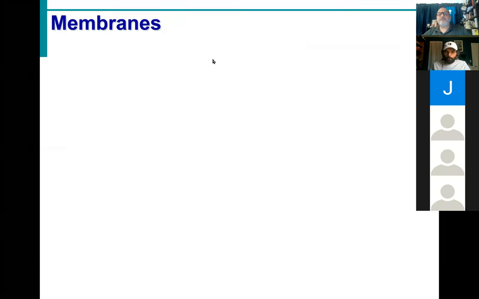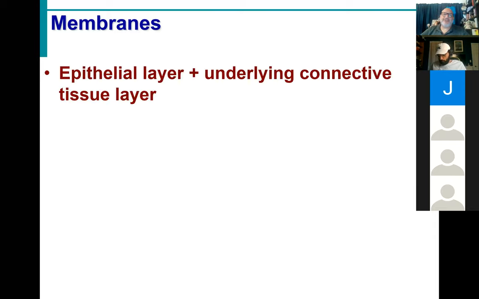our lecture. Last class, we had gone through our epithelial tissues and our connective tissues. And so now we are going to put epithelial tissues and connective tissues together to make membranes. And that is essentially what a membrane is. A membrane is a superficial epithelial tissue, because after all, we know epithelial tissues line surfaces, and some type of connective tissue that lies underneath it.